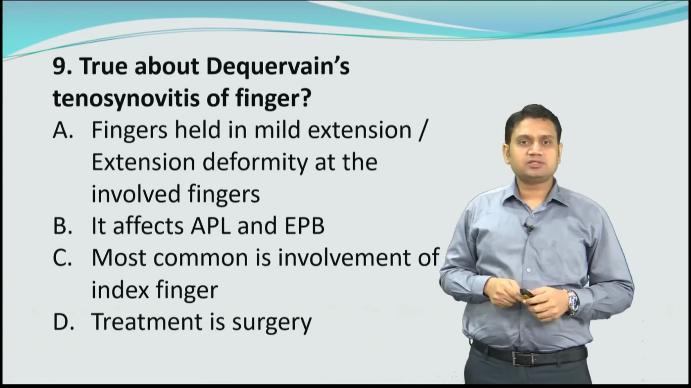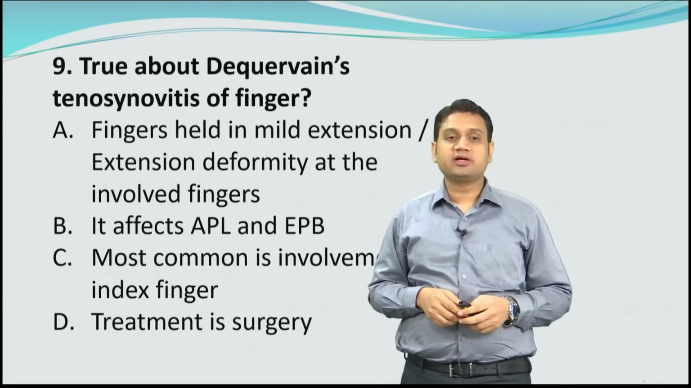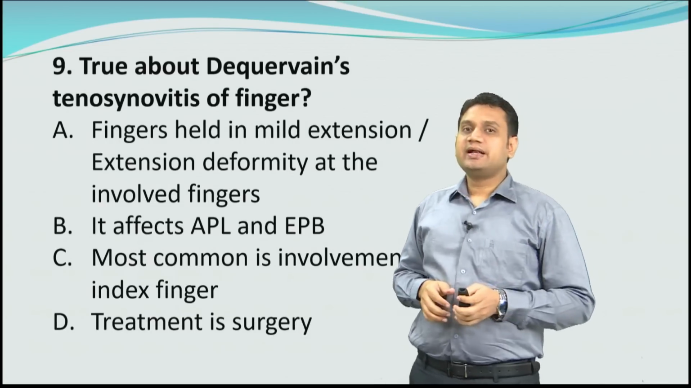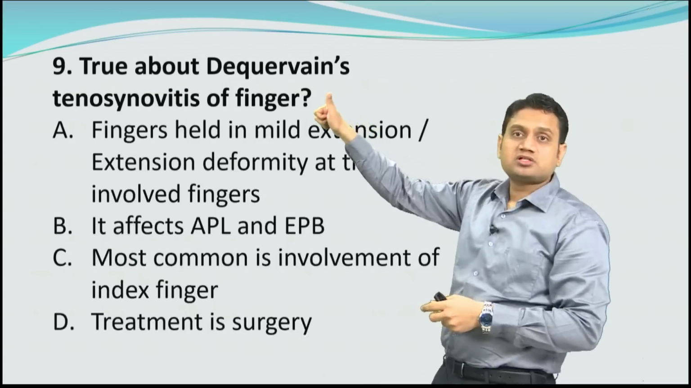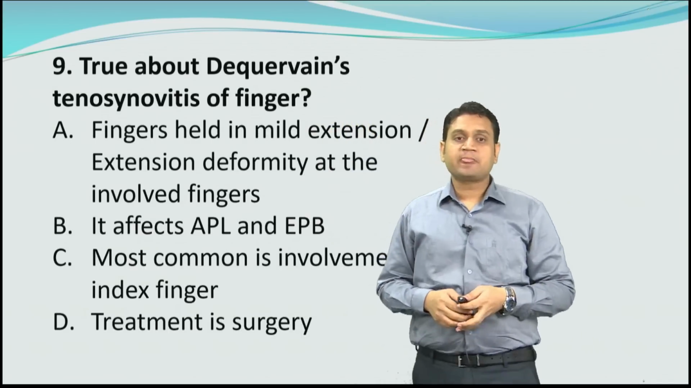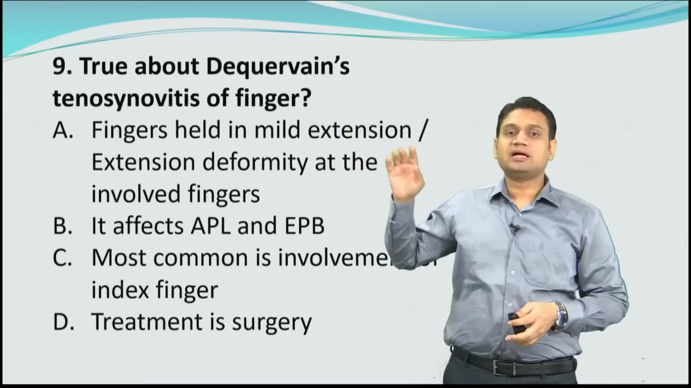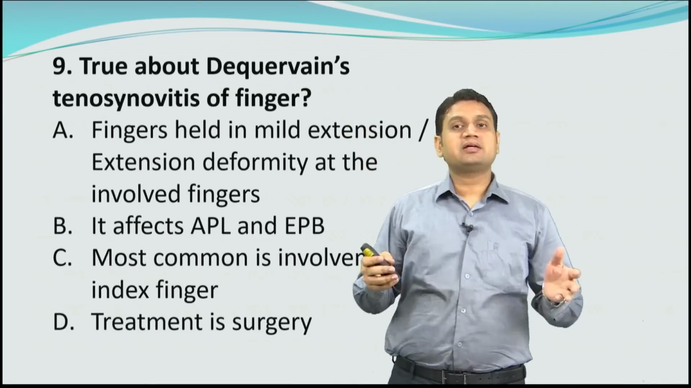Next we have: which is true about de Quervain tenosynovitis of the finger. Finger is held in mild extension deformity at the involved finger; affects the APL, EPB. See, de Quervain tenosynovitis, what is it? It is an inflammation of these two tendons which are visible at the base of your thumb, the abductor pollicis longus and the extensor pollicis brevis. The most commonly involved is always the index finger? No, that's also wrong. Treatment is surgery? No, in the majority of cases it can be treated conservatively.